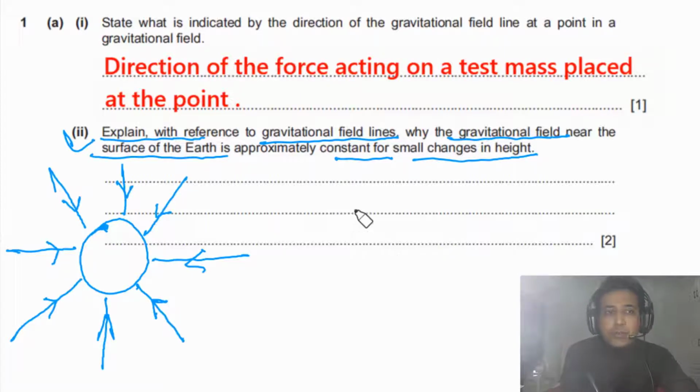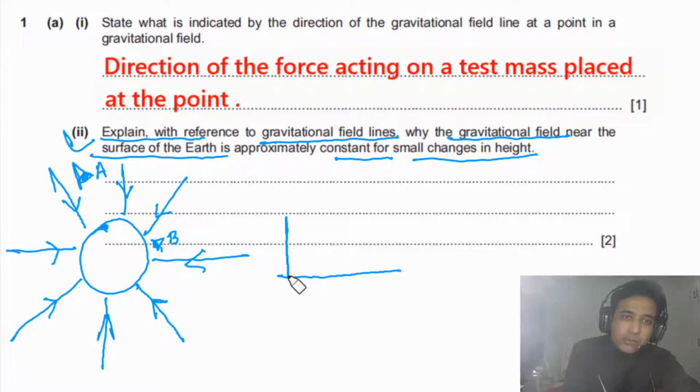Now we will look at this field from different distances. Let's say we are looking at this field from far away, from here, and we are also looking at this field very close to the surface, from this distance. Let's say this is observer A and this is observer B. Observer B is very close to the surface, so this observer will see the gravitational field as uniform, like this.